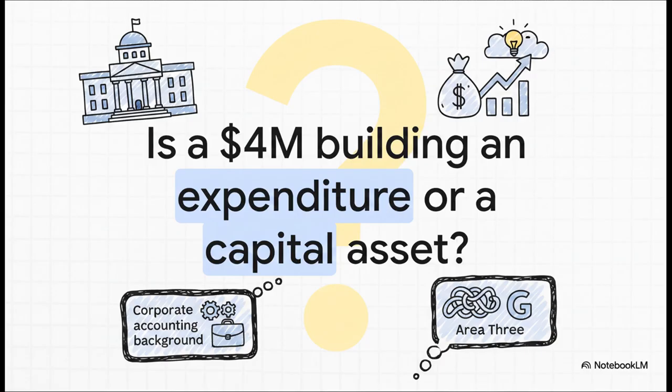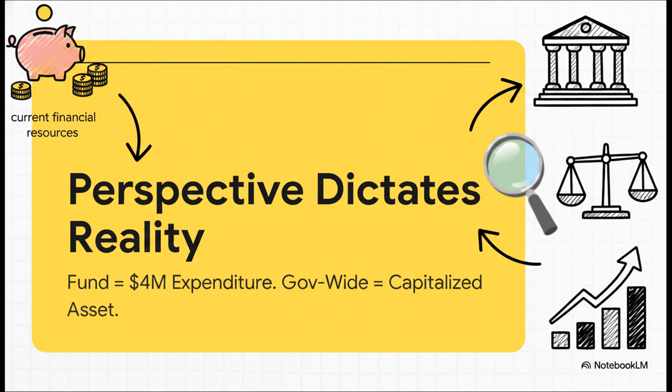If you answer instinctively, just using your corporate accounting background, you're going to immediately say capitalized asset. But in Area 3, you actually can't answer this question yet. The correct answer depends entirely on your perspective. Perspective literally dictates reality in Area 3. If the exam asks how this is reported in a governmental fund, the answer is a $4 million expenditure. Why? Well, because under modified accrual, you just used up current financial resources from your checking account to buy it.